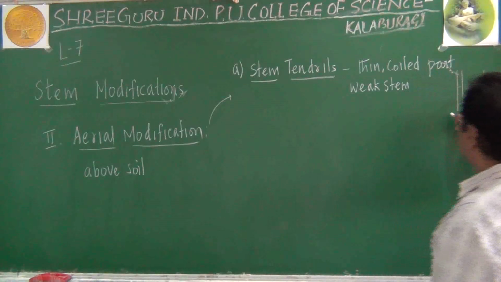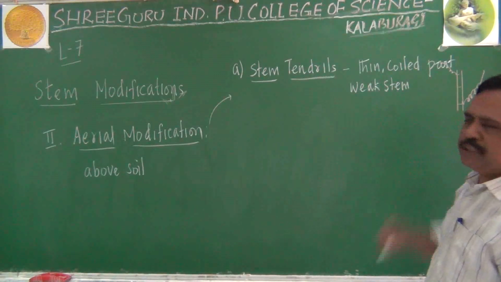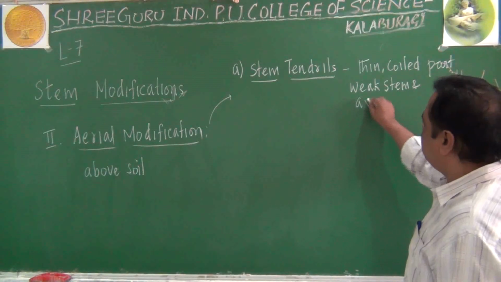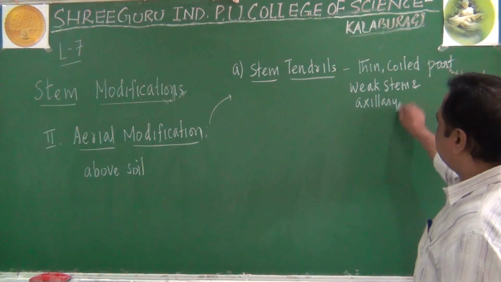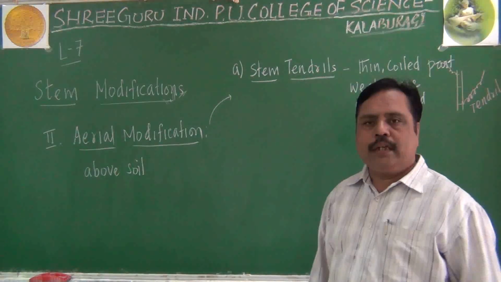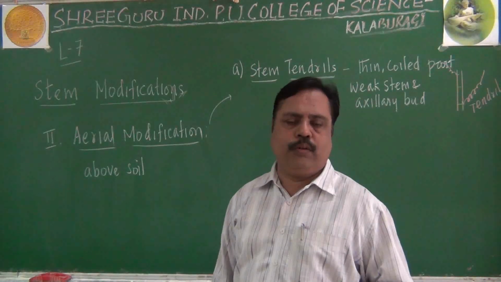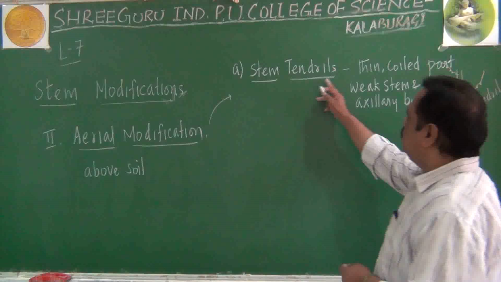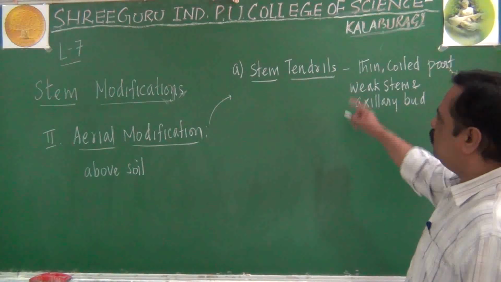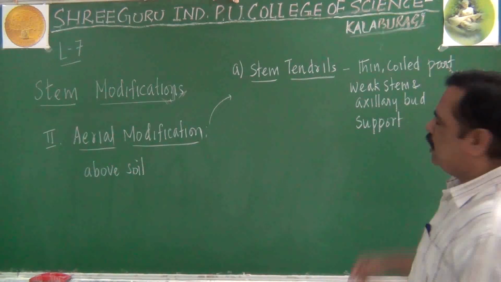Remember this point. So tendrils are nothing but thin coiled parts of the weak stem. They arise from the axillary bud. Remember this point. Where are we getting this tendril from? They arise from the axillary bud actually. Even in the root also we have seen about coiled roots and all, epiphytes and all you have heard. Similarly, here in the stem also we come across tendrils for the sake of support. What is the purpose of stem tendril? Stem tendril is meant for support actually.